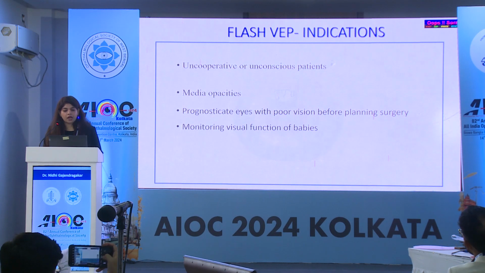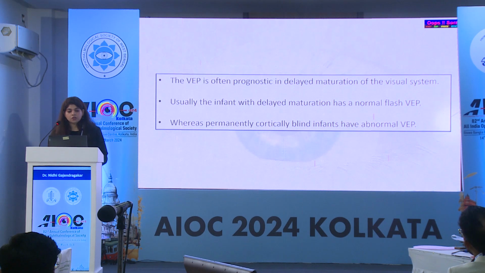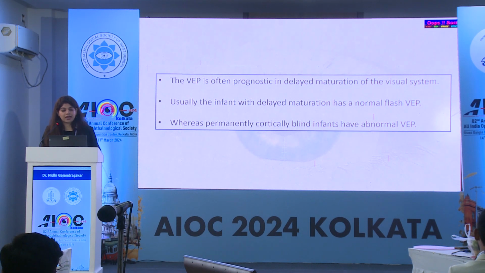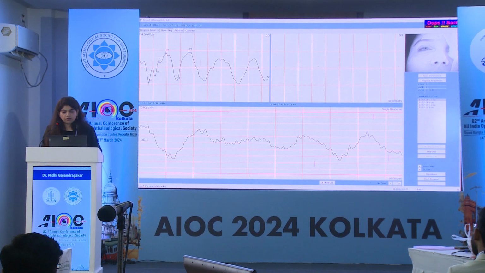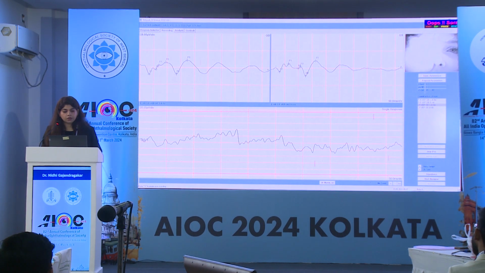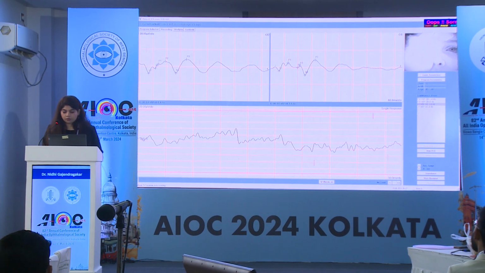Flash VEP is used for uncooperative, unconscious patients, those having media opacities, to prognosticate eyes with poor vision before planning surgery, and to monitor visual function of babies. So VEP is often prognostic in delayed maturation of the visual system. Usually the infant with delayed maturation has a normal flash VEP, but permanently cortically blind infants will have abnormal VEP. So this is how the waveform and output will look. Here we can adjust the peaks and troughs of the waveform to get more prominent waves.